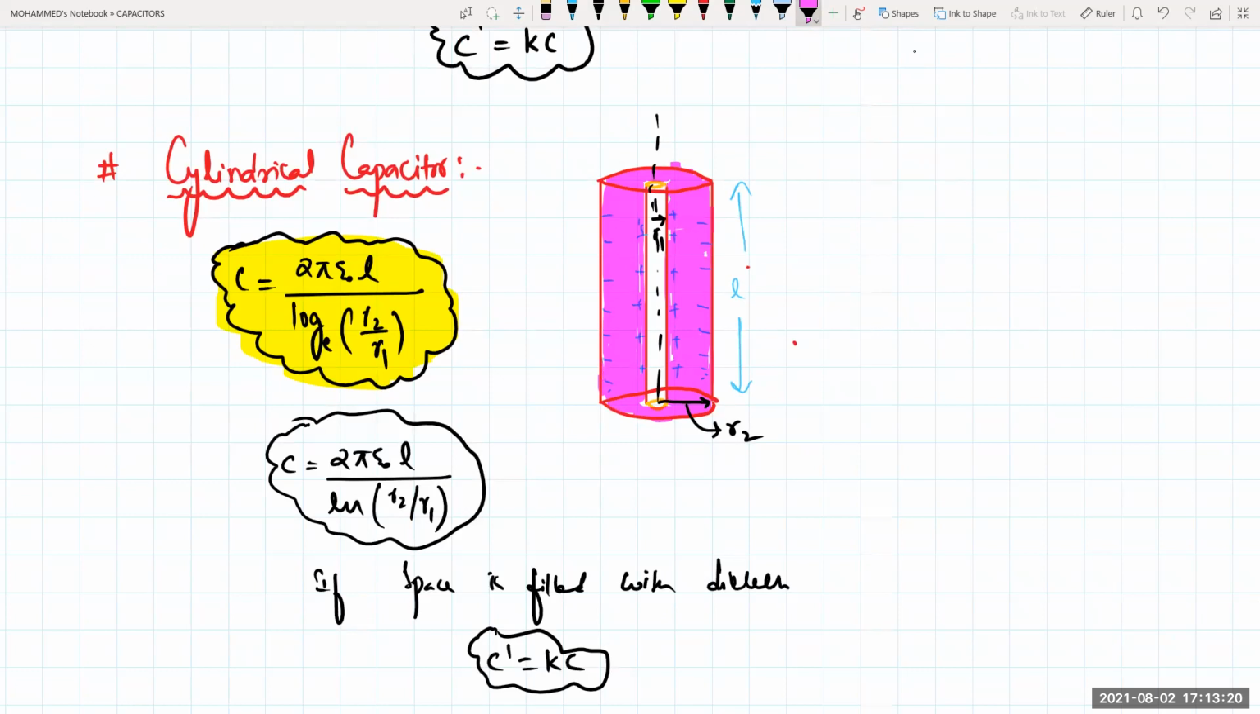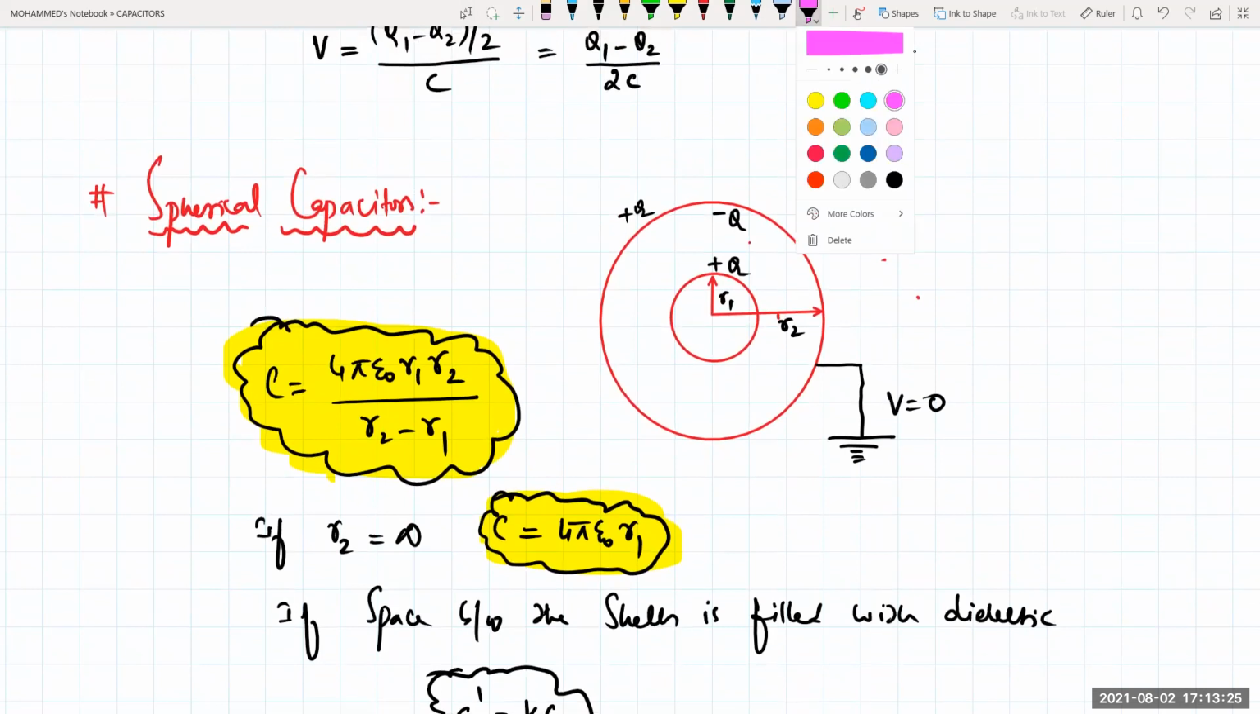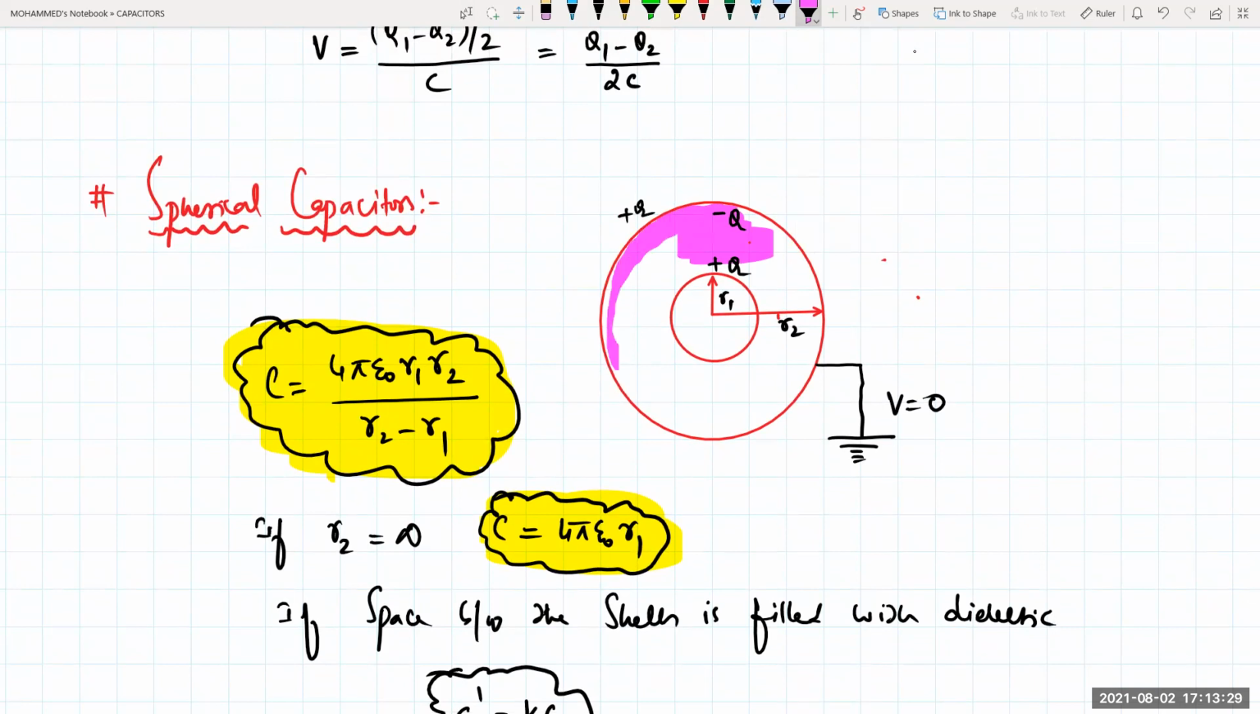Even for the previous one it is also the same. The dielectric has been filled in this region for us, the same R2 minus R1. This is your dielectric constant of some K.